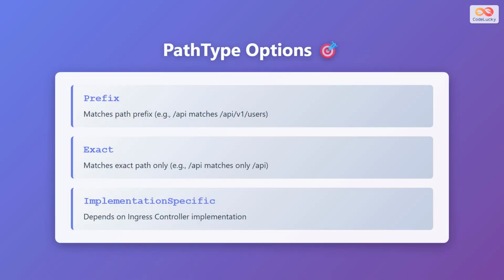Kubernetes provides three path type options that determine how paths are matched. The first is Prefix, which matches any URL path that starts with the specified value. For example, if you set the path to /API, it will match /API/v1/users and any other subpaths. The second option is Exact, which only matches the exact path you specify. So, /API will only match /API and nothing else. The third option is ImplementationSpecific, which depends on the ingress controller you're using. Each controller may implement this differently, so it's important to consult the documentation for your specific ingress controller.